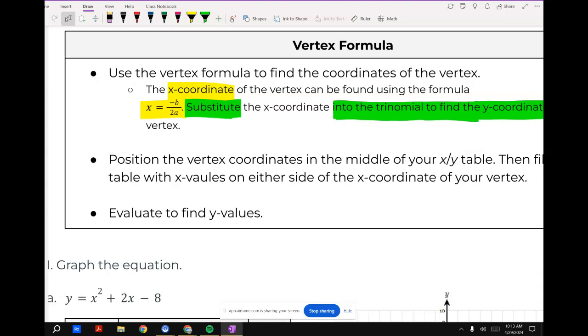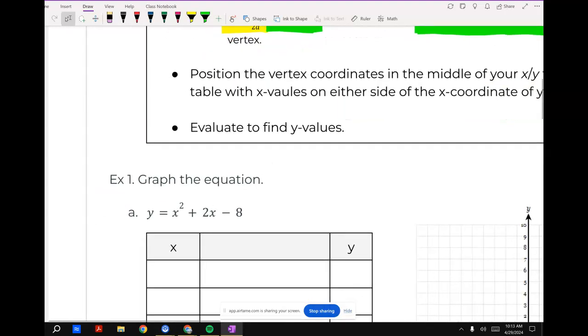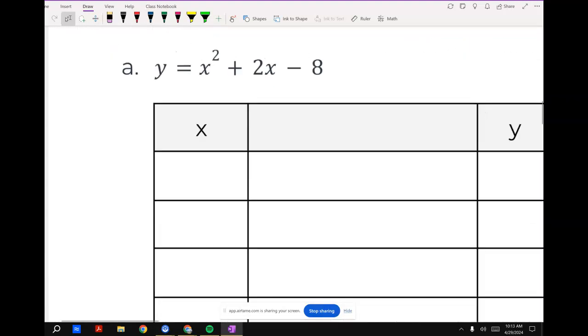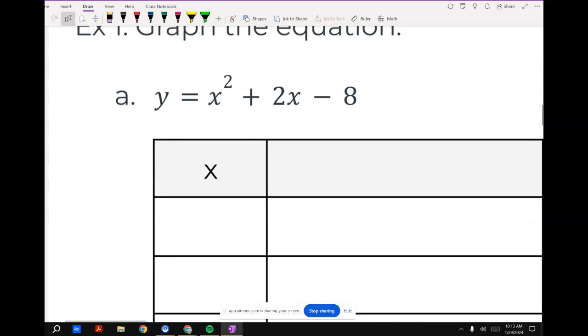So these are good because it'll be a little bit of a review from Thursday as we do these problems. We're graphing this first equation, x squared plus 2x minus 8. We know we're going to start by finding the vertex, so we need to know what our a and our b term is. We have a coefficient of 1 in front of our x squared, so our a term is 1. And then we have a 2 for our b.